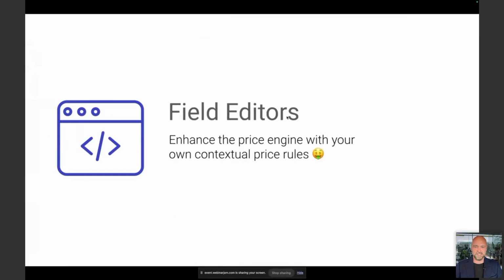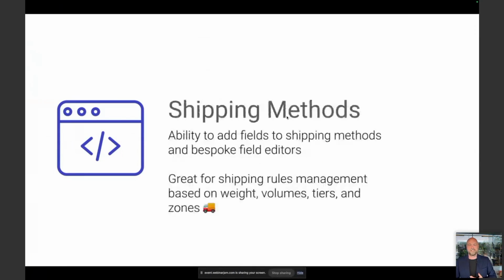Whoop, I got a little ahead of myself. While we were at it, we figured, well, why not enable definitions and the ability to add fields to shipping methods as well? So, and by extension, we get bespoke fields free of charge, right? So you can now go ahead and create definitions for shipping methods and attach your own fields. Why? Well, you can use it for shipping rules management, where you can start to do weight-based volumes, tiers, zones, whatever you can imagine, attach it to a shipping method and make it available based on those criterion that you build yourself. So that's kind of a cool thing.